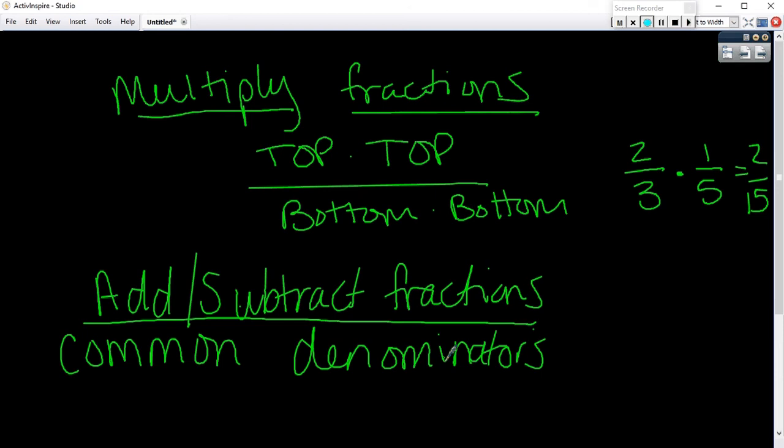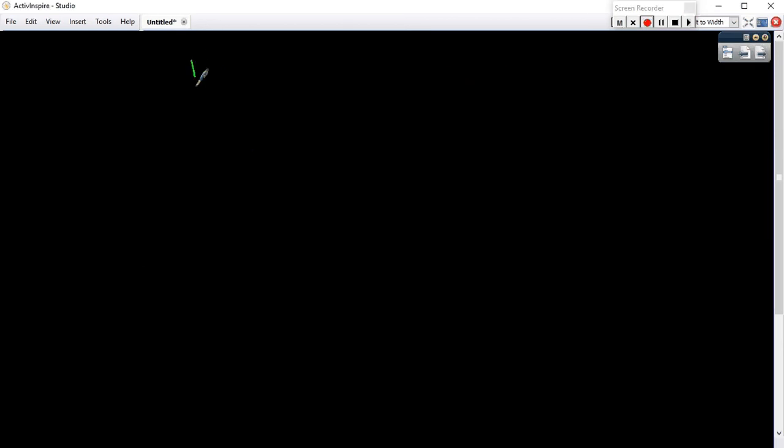I'm going to go to a clean page. All right. So when we add or subtract fractions, we have to have what we call a common denominator. So maybe I have 1/3 plus 2/5. I can't add those like they are because the bottoms aren't the same, right? So I need to force them to be the same.